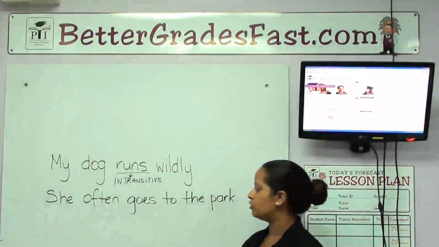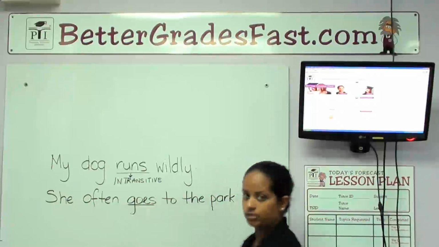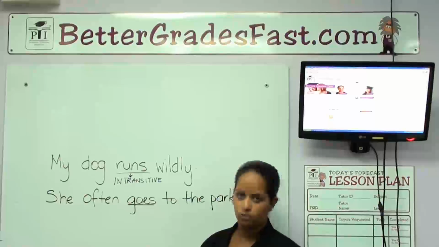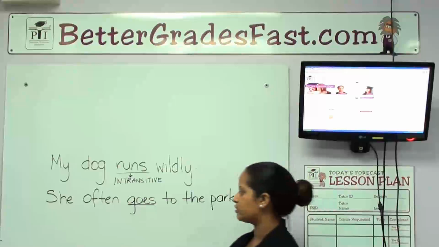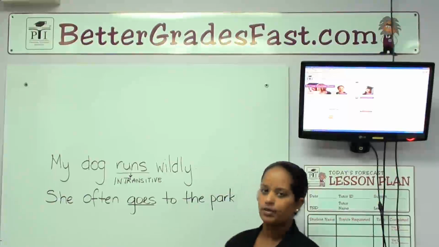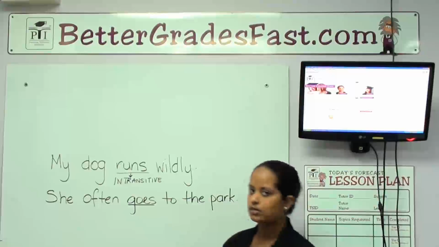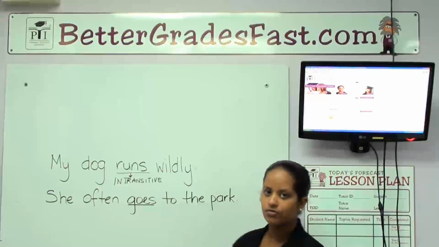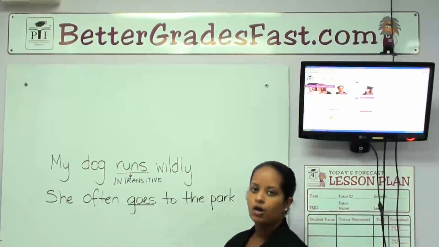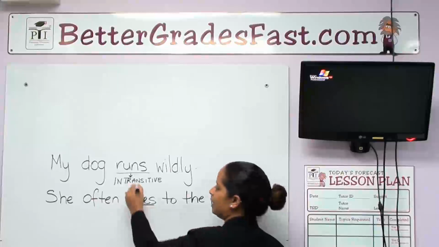She often goes to the park. The verb here, goes. Who goes? She goes. So we know she is the subject. She goes who? No answer. She goes what? No answer. So is this verb transitive? No, it is not. Is it intransitive? Yes, it is. Remember, when a verb cannot answer who or what after it, meaning it has no direct object, then it will be considered intransitive.